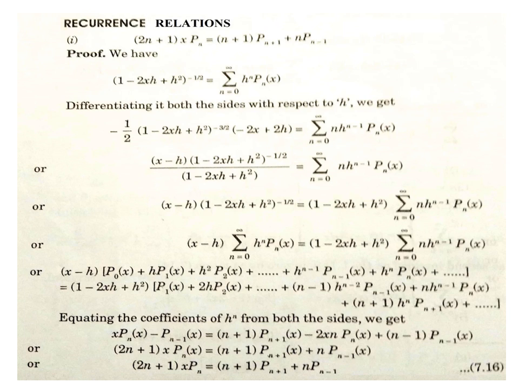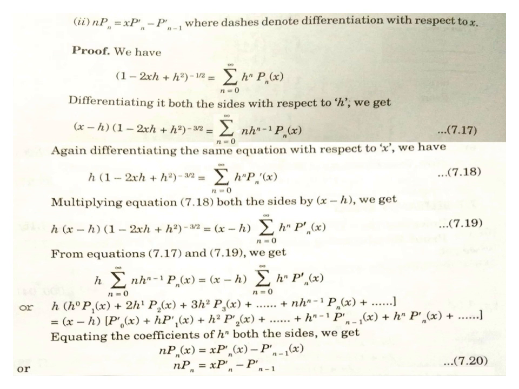In the next slide we will discuss the derivation of the next recurrence relation. The second recurrence relation is given as n Pn equals x Pn' minus P(n-1)'. That means we have derivatives of Pn and P(n-1) in this particular recurrence relation. As you can see, dashes denote differentiation with respect to x.